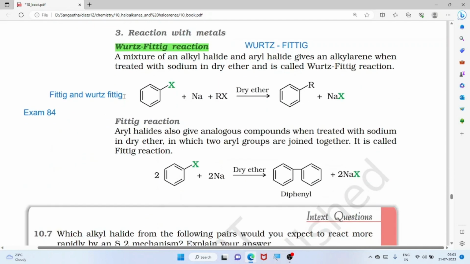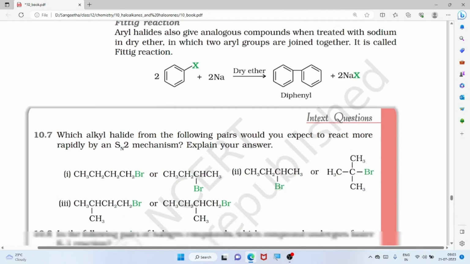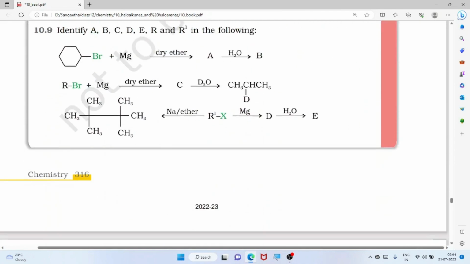Wurtz-Fittig reaction. Okay, a mixture of an alkyl halide and an aryl halide gives an alkylarene when treated with sodium in dry ether. This is the Wurtz-Fittig reaction. Okay, the Wurtz reaction is different from the Wurtz-Fittig reaction.